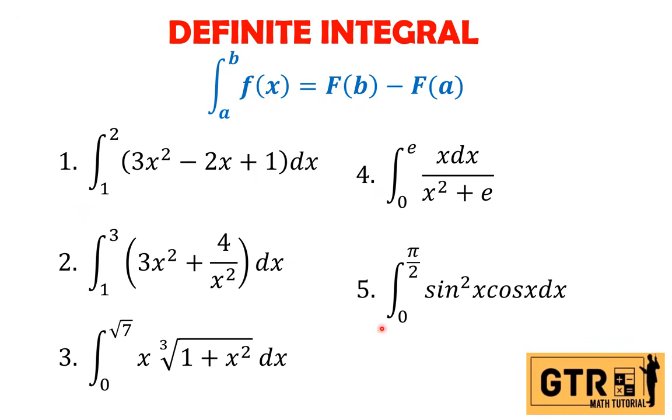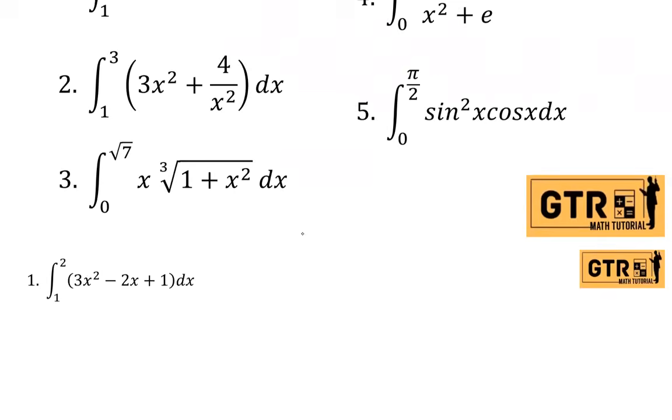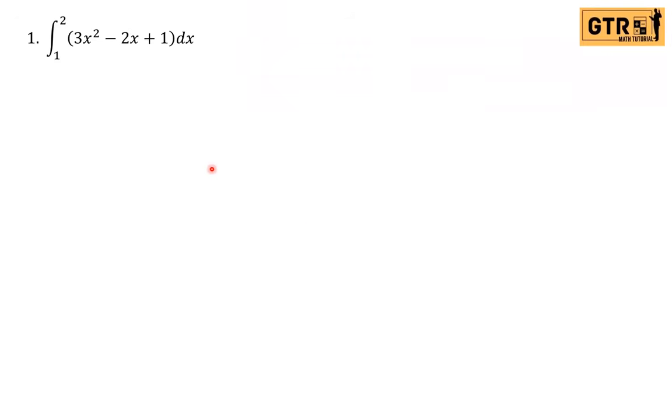Okay, so try to answer 1 to 5. Screenshot first, try to answer before watching my solution. Okay, so let's start. Number 1. Integral of 3x squared minus 2x plus 1 dx from 1 to 2.